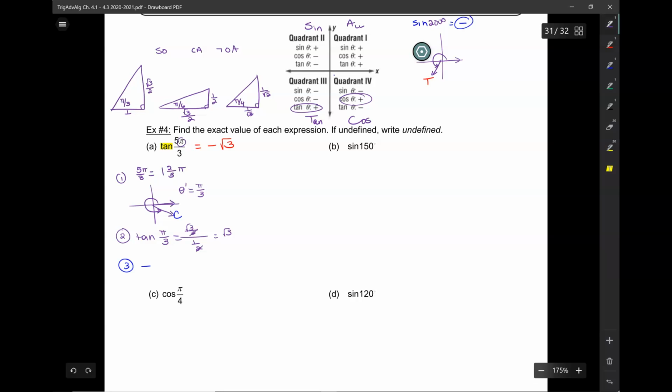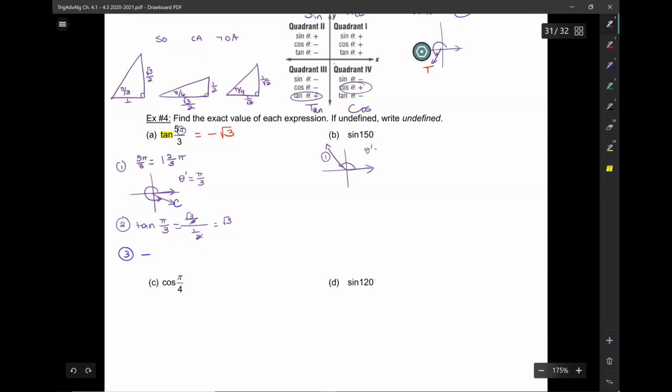All right, let's take a look at another one. I have 150 degrees. Let's just sketch. 150 degrees is here. My theta prime is 30. Because I'm being asked for sine, I look for sine of 30. 30 degrees is the second triangle. Sine is just the opposite, so it's just 1/2.